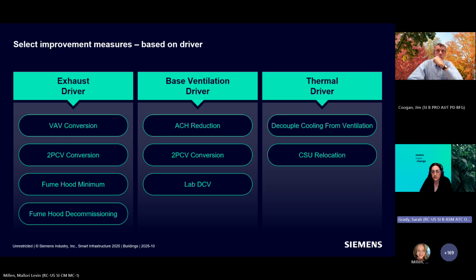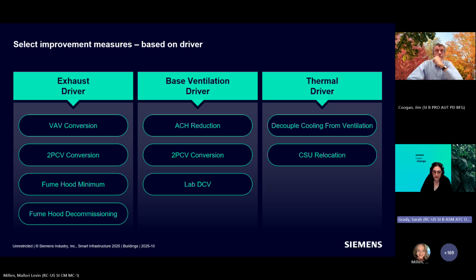So understanding what's really driving the ventilation is key to understanding how we can reduce it. The thermal drivers aren't really going to be reduced unless the cooling load can be dispersed. And this is either going to be through relocation, spreading out equipment, or possibly decoupling it, maybe adding a split system or an additional means of cooling.